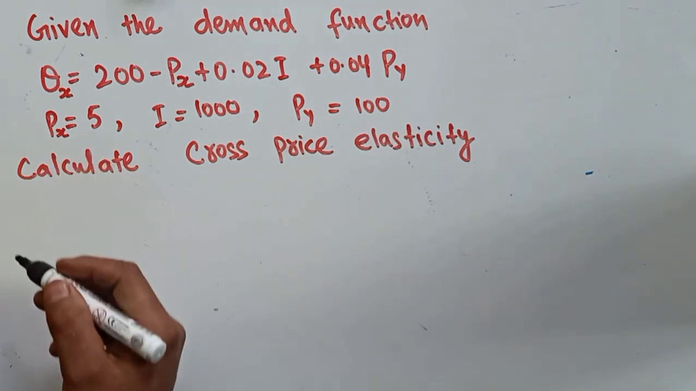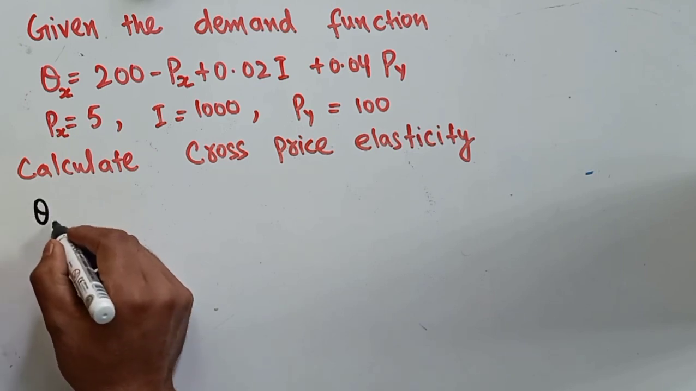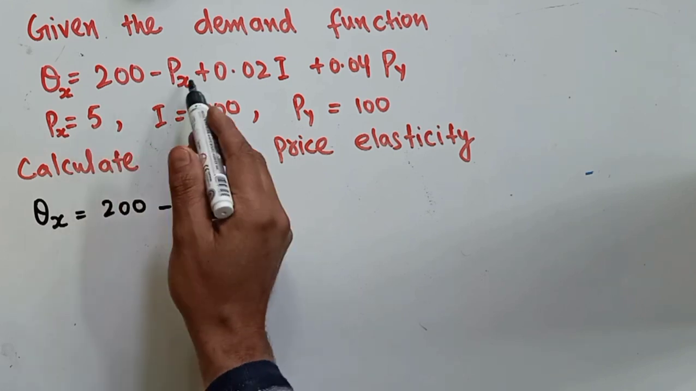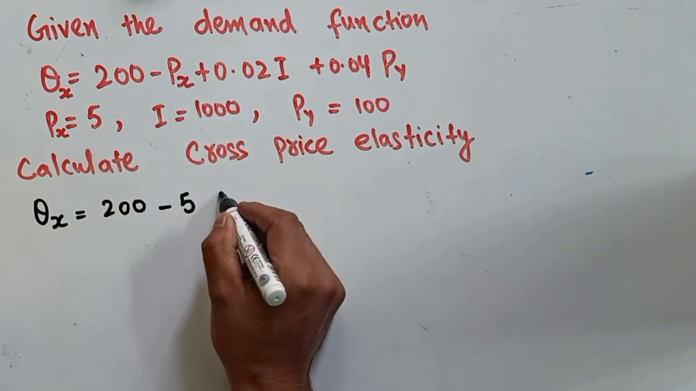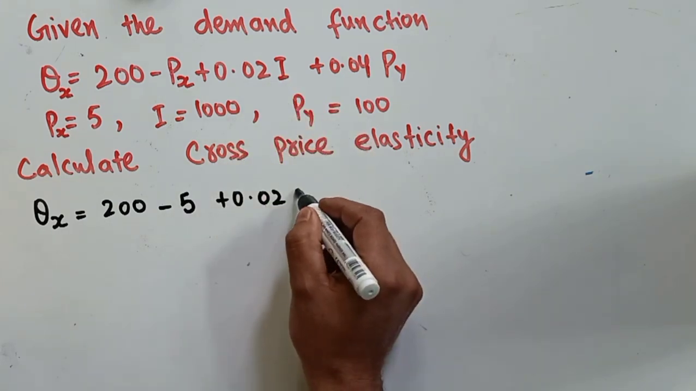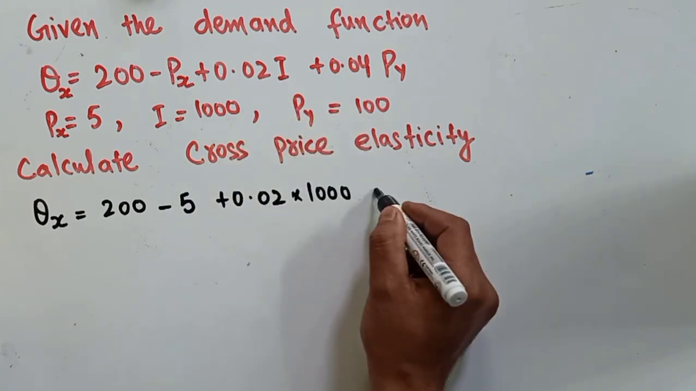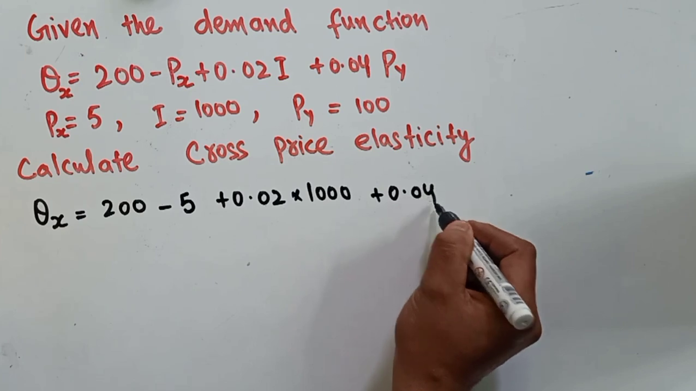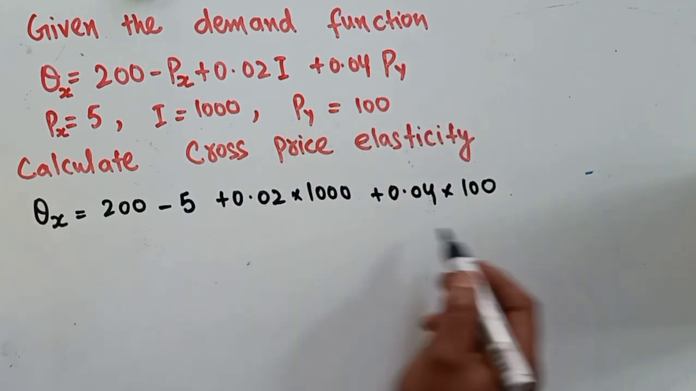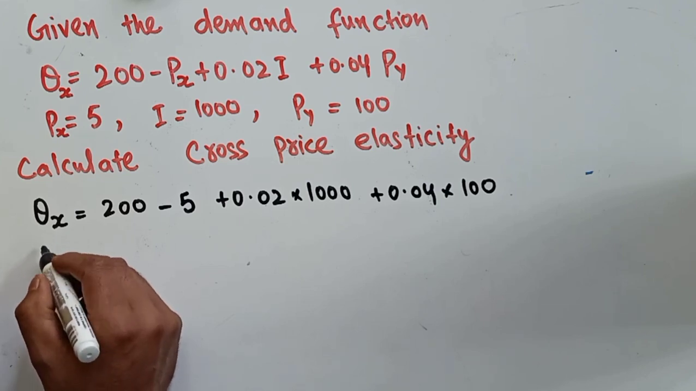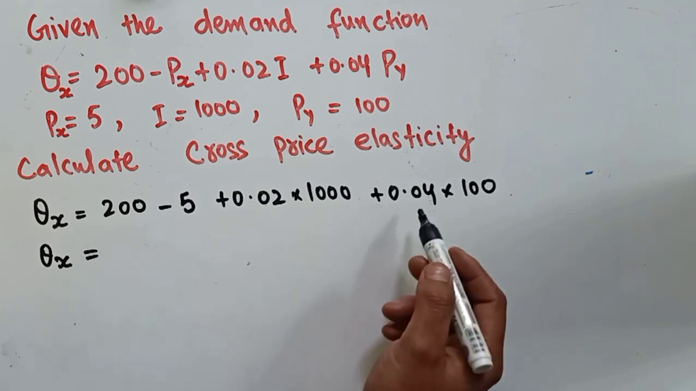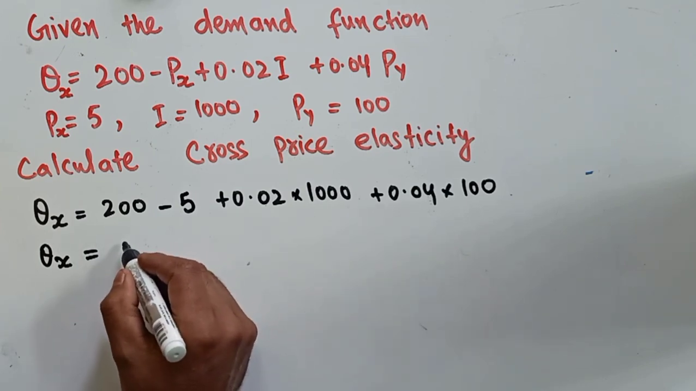Okay, so let's write the demand function: Qx is equal to 200 minus price of X, which is given here as 5, plus 0.02 and in place of I we have 1000, plus 0.04 times Py, which is 100. When we solve this, quantity demanded Qx will come out to be 219.